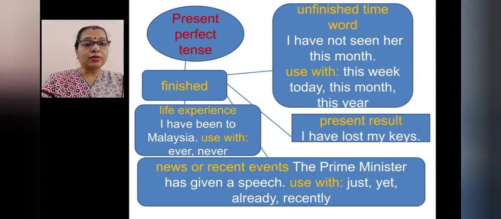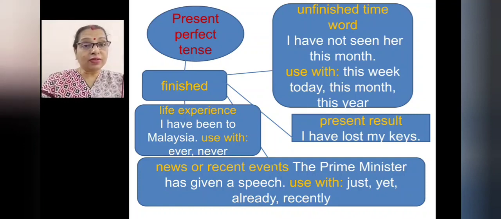Present perfect tense for present result: I have lost my keys. Have lost. Then news or recent events: the Prime Minister has given a speech. Has given, present perfect. Has just given a speech. Has already given a speech. Has recently given a speech. All these are present perfect tense. Then life experience: I have been to Malaysia. Have been. Have never been.